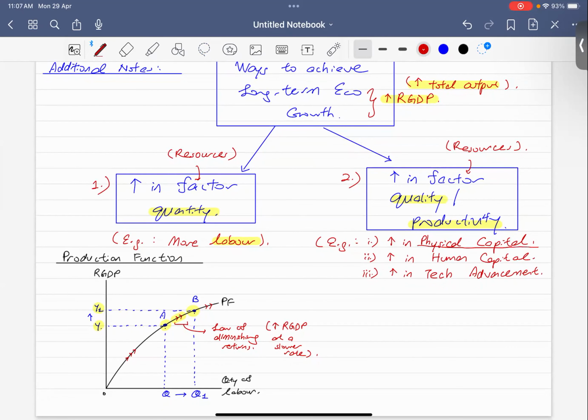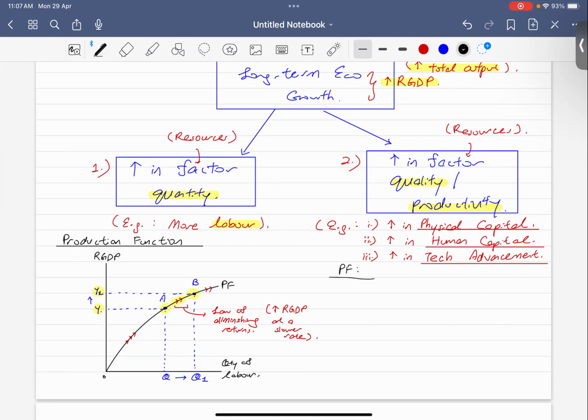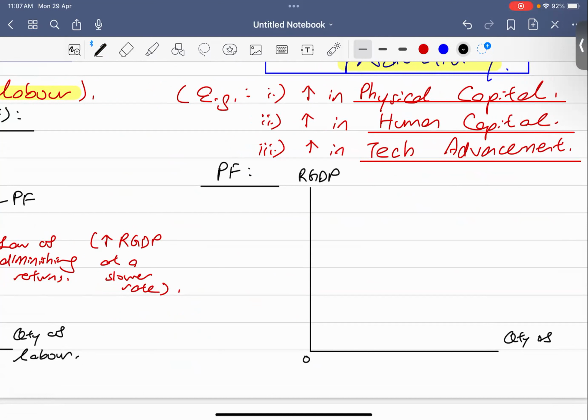Same thing, we can show it in the production function. So let's have a look at the production function right here. So how does the graph look? Same thing, the production function looks at the relationship of two variables. One is real GDP on my y-axis, and the quantity of resources, as labor, for example, on the x-axis. And this is your production function.